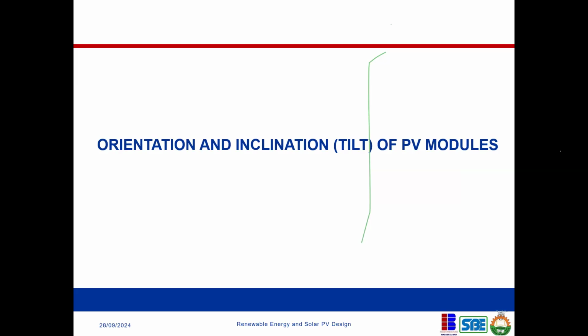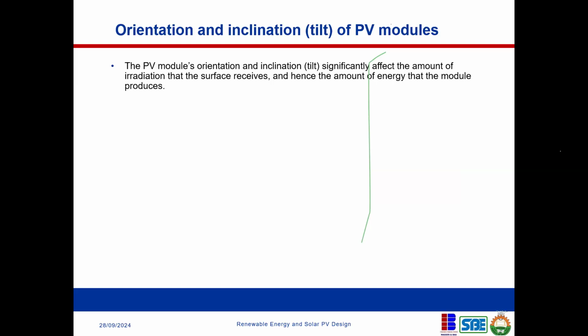Somebody asked this question, I said we'll get to this. PV modules, orientation and inclination. Inclination is also the tilt angle. These are two different things. Orientation means: is it south facing? Is it north facing? Is it east facing? Is it southeast facing? Is it northwest facing? That is orientation. And tilt angle is the angle of elevation between the surface and the panel. That is inclination.